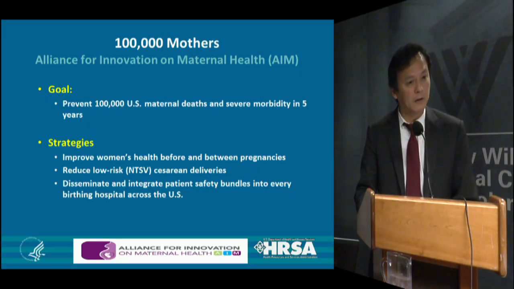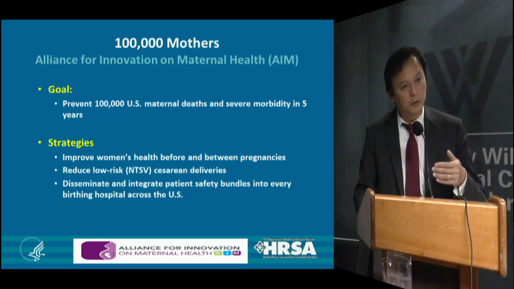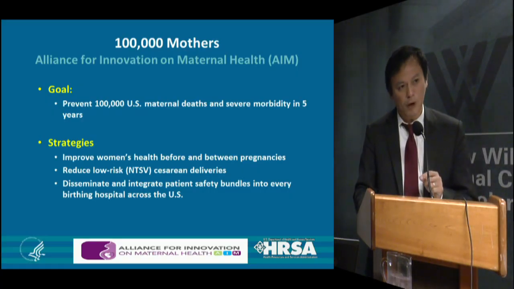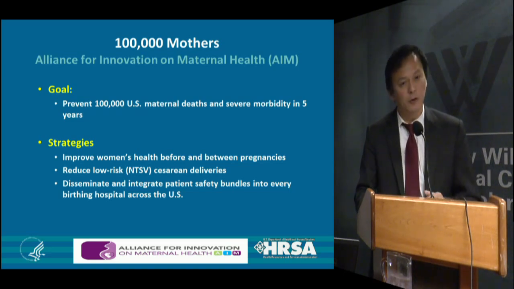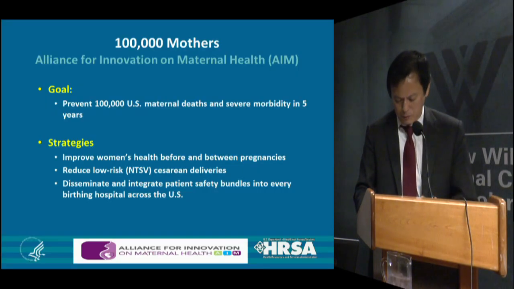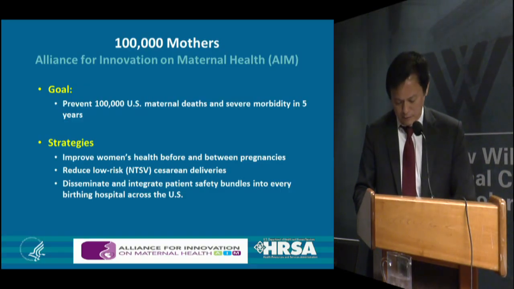First, improving women's health, again, not only during pregnancy, but before, between, and beyond pregnancy. Second, reducing low-risk and unnecessary cesarean deliveries. And third, and probably most importantly, improving the quality and safety of maternity care by getting these safety bundles into every single birthing hospital and facility over the next 3 years. Now, with respect to the first goal, improving women's health before and between pregnancy, the focus will be on improving access to, content of, and quality of preventive services, including preconception and interconception care, and also the postpartum visit.